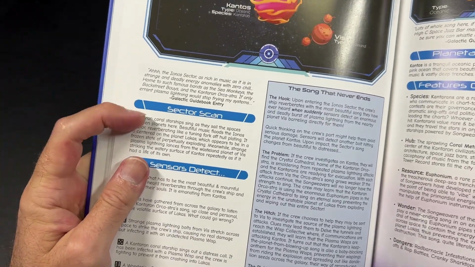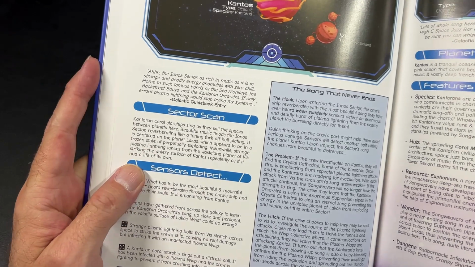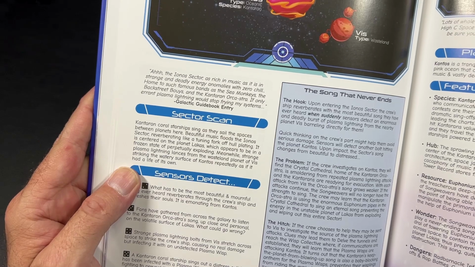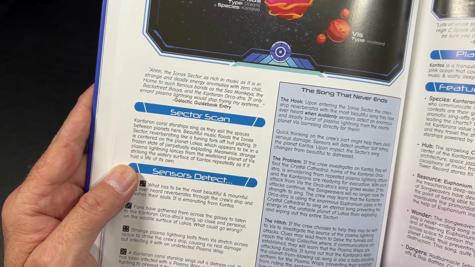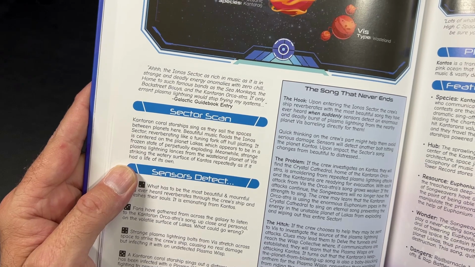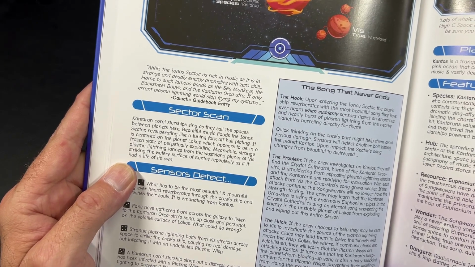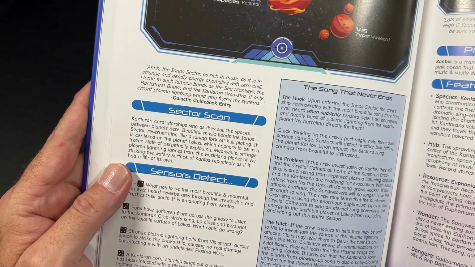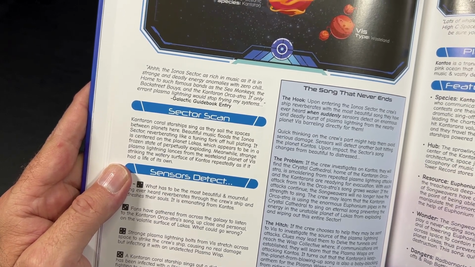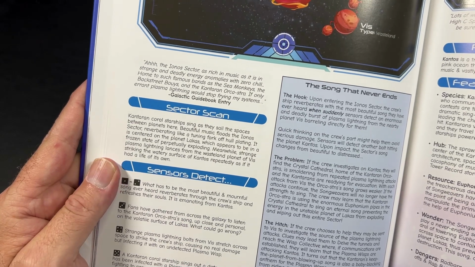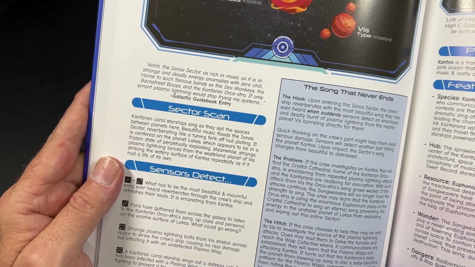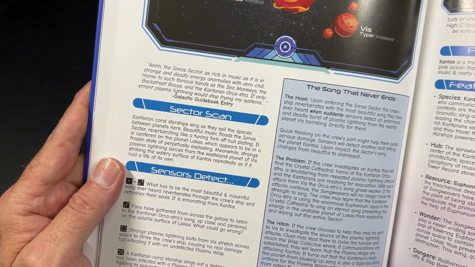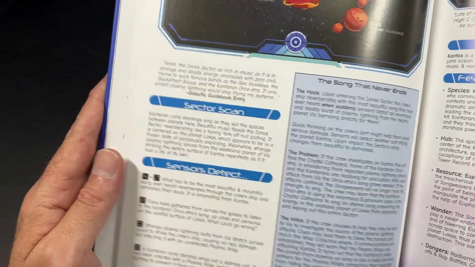Okay, so we do a sector scan of the Ionos sector, and Contron coral starships sing as they sail the spaces between planets here. Beautiful music floods the Ionos sector, reverberating like a tuning fork off hull plating. It is centered on the planet Lakas, which appears to be in a frozen state of perpetually exploding. Interesting. Meanwhile, strange plasma lightning lances from the wasteland planet of V's, striking the watery surfaces of Kantos repeatedly as if it had a life of its own.